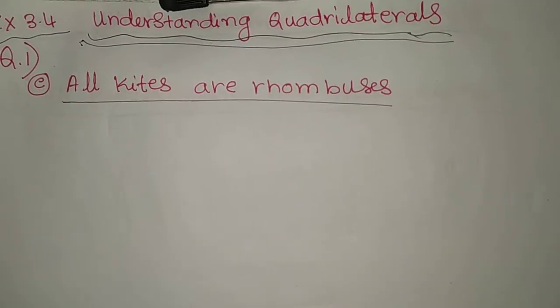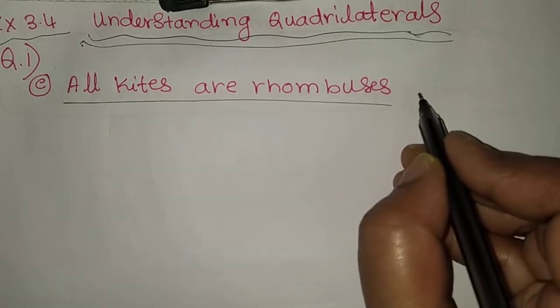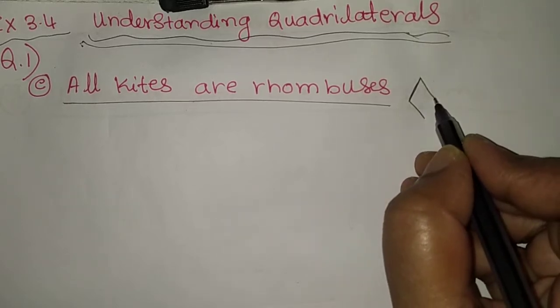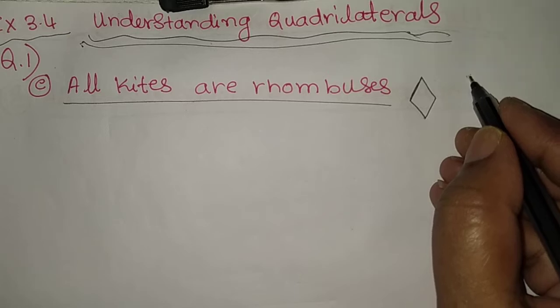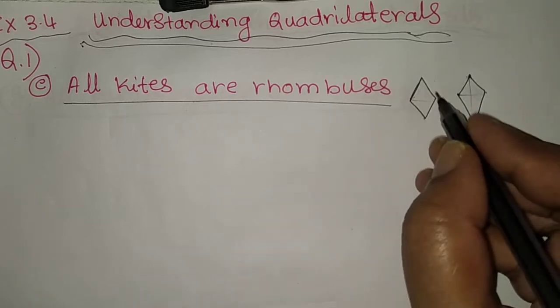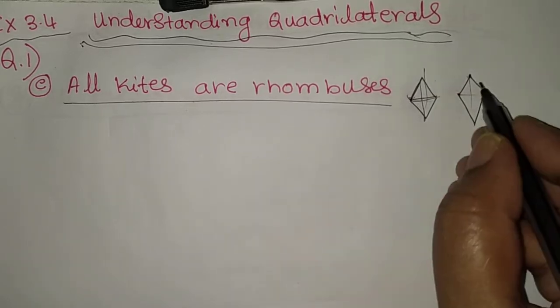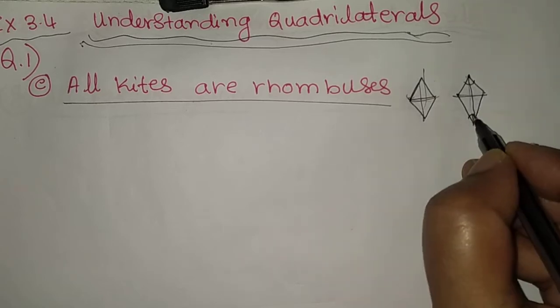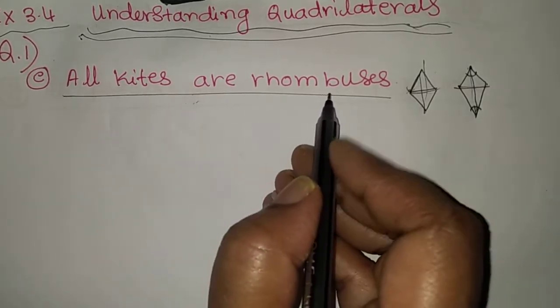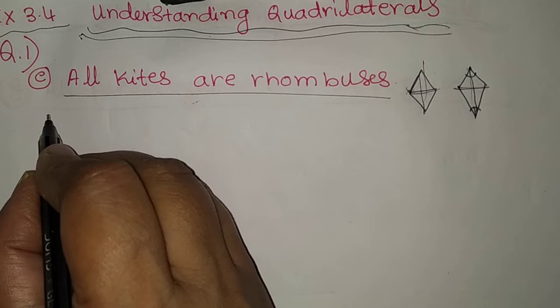So next, this is D, then we move on to the E. Here they have given us all kites are rhombuses. So I'll write the figure. This one is a rhombus, and I'll write kite. This one is a kite. So we can write two diagonals, and these opposite angles are equal. So we'll write the points, all kites are rhombuses. So here also this becomes false.